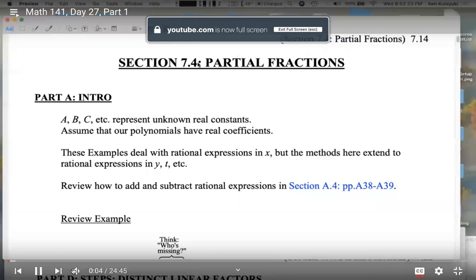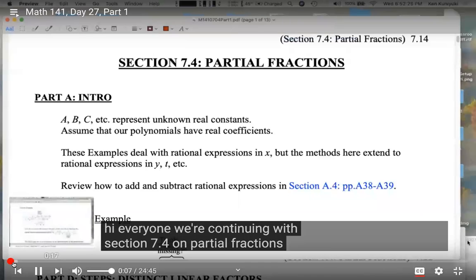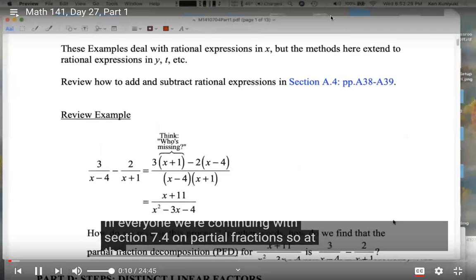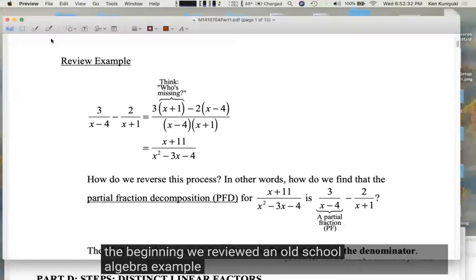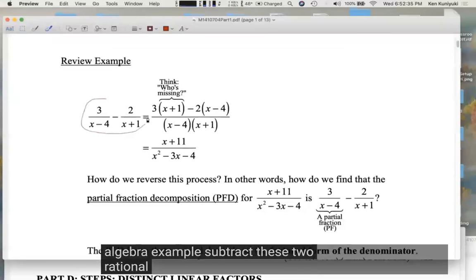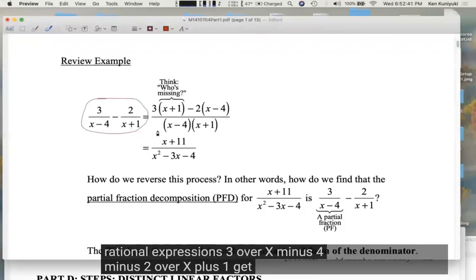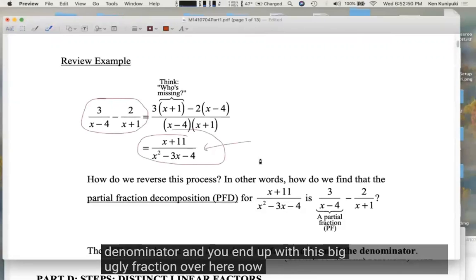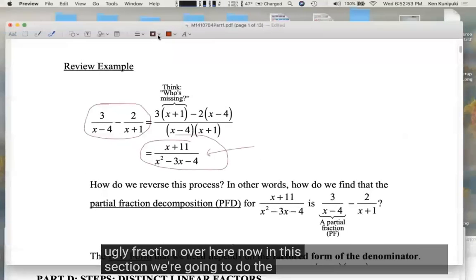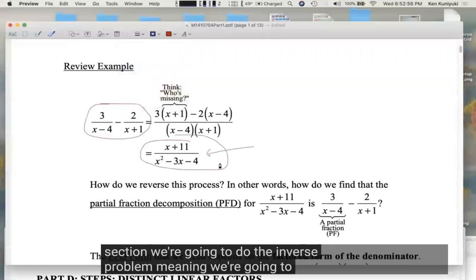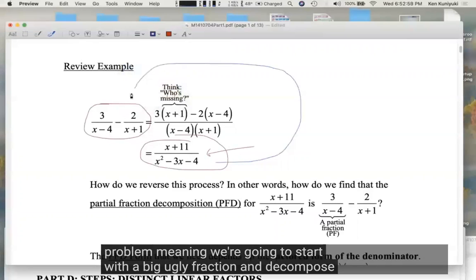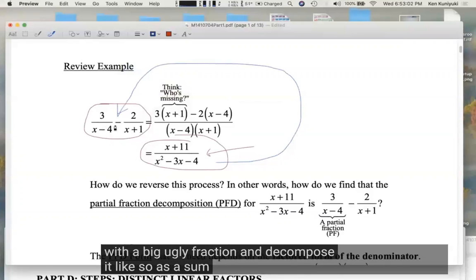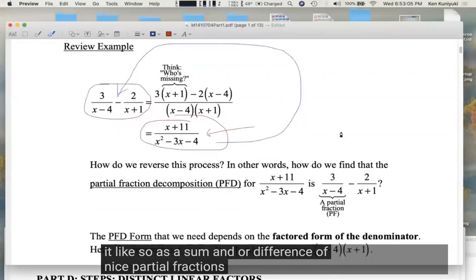Hi, everyone. We're continuing with section 7.4 on partial fractions. So at the beginning, we reviewed an old school algebra example. Subtract these two rational expressions, 3 over x minus 4 minus 2 over x plus 1, get a common denominator, and you end up with this big ugly fraction over here. Now, in this section, we're going to do the inverse problem, meaning we're going to start with the big ugly fraction and decompose it like so, as a sum and or difference of nice partial fractions.